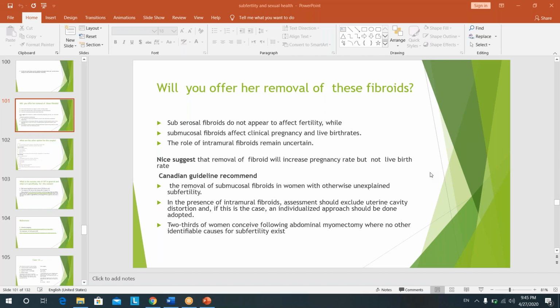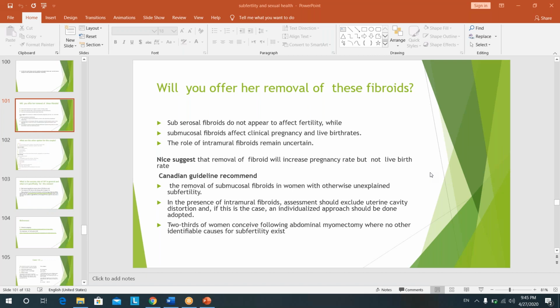I just want you to elaborate more about uterine fibroids, removal of the fibroids, and the effect on fertility. So we'll tell her that removal of the fibroids will help her, or we have to give all the options.